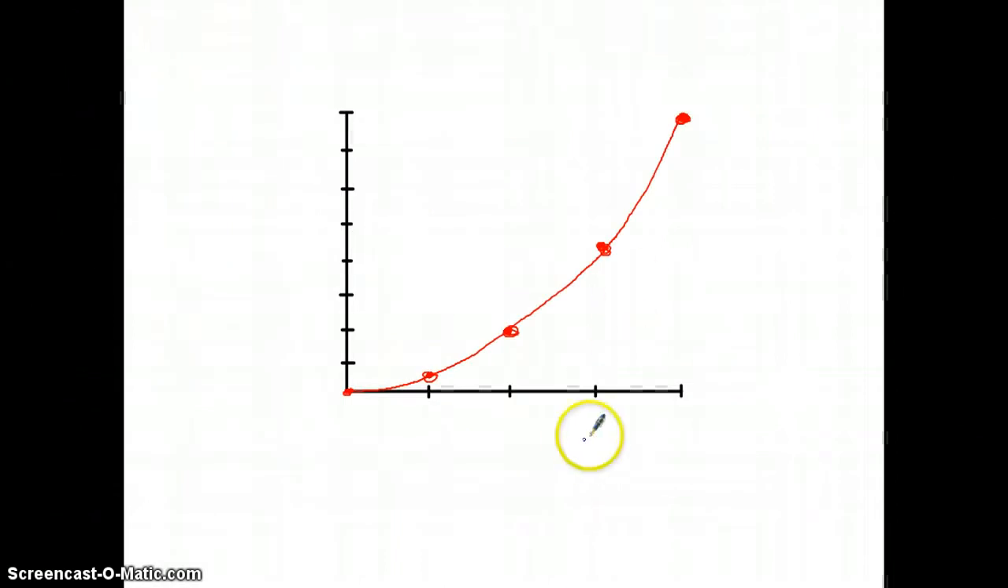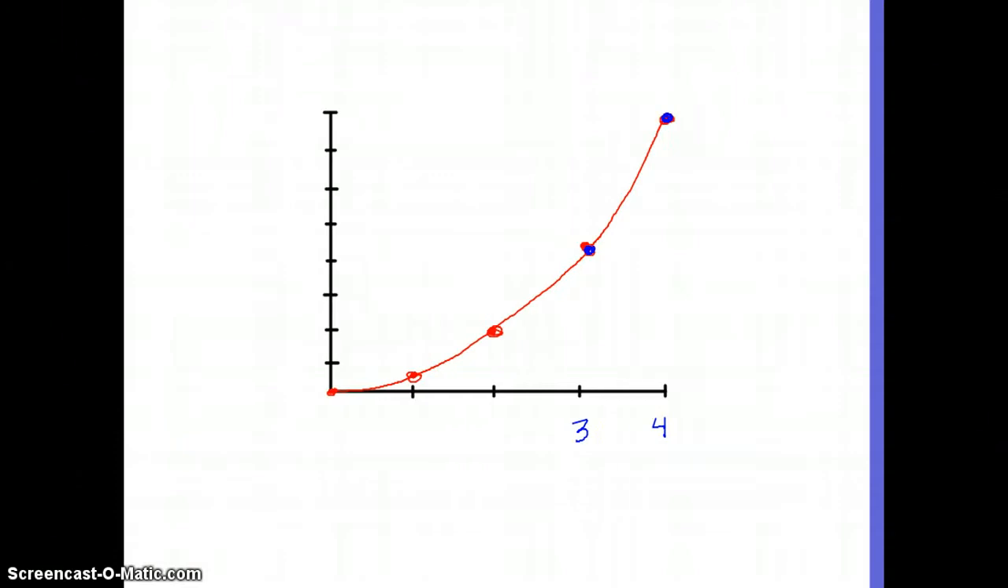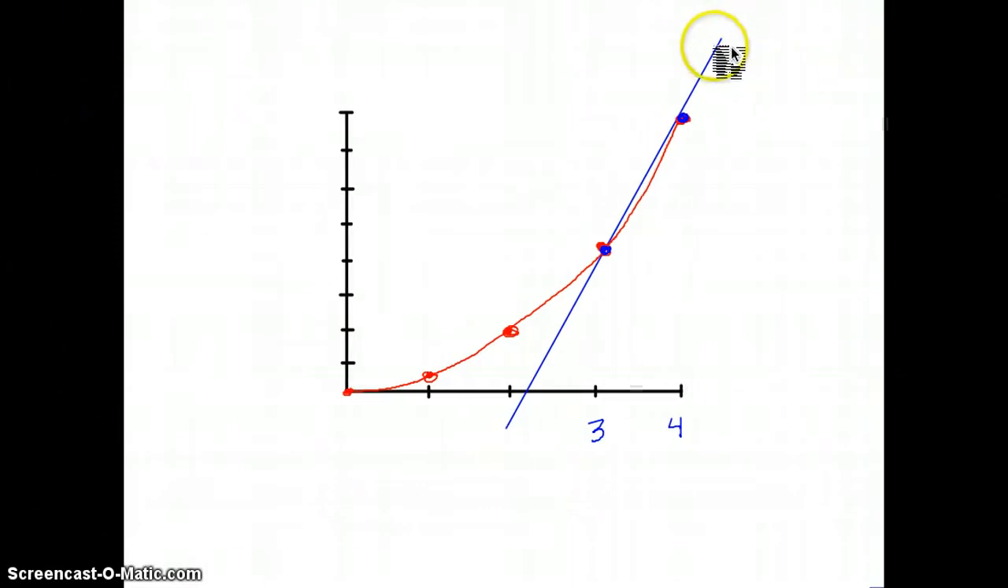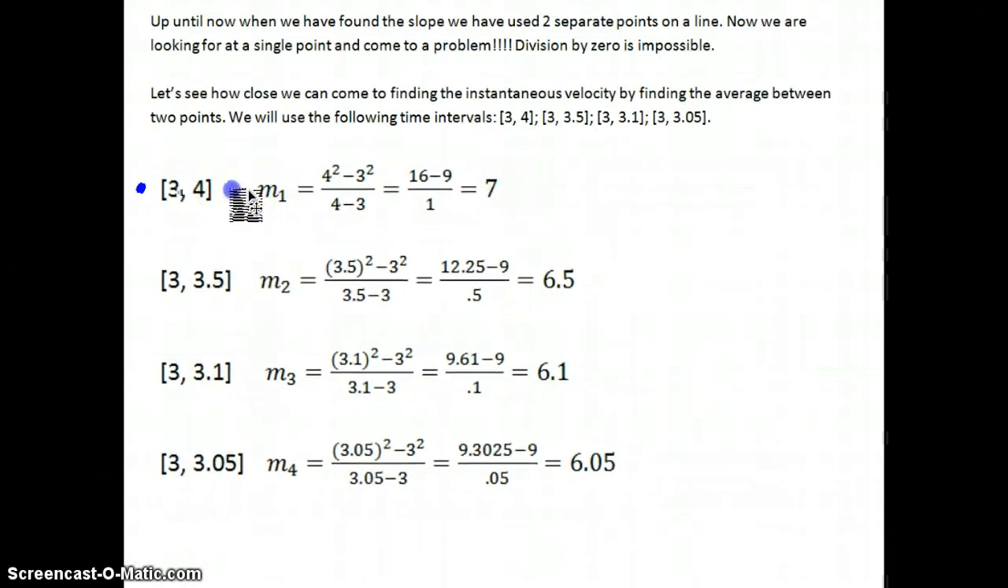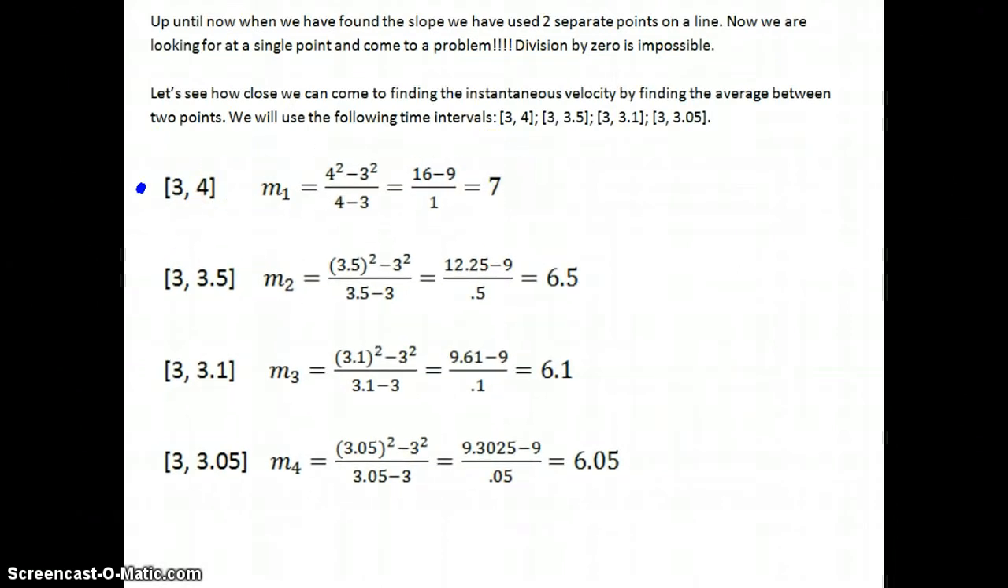So we go over here, and this represents 3 and 4 seconds. And I want to figure out what's the rate of change between these 2 points. And literally it's this line that goes through these 2 points. As we see from the previous slide, this line has a rate of change of 7. But we could get a better idea of what the rate of change is at 3.